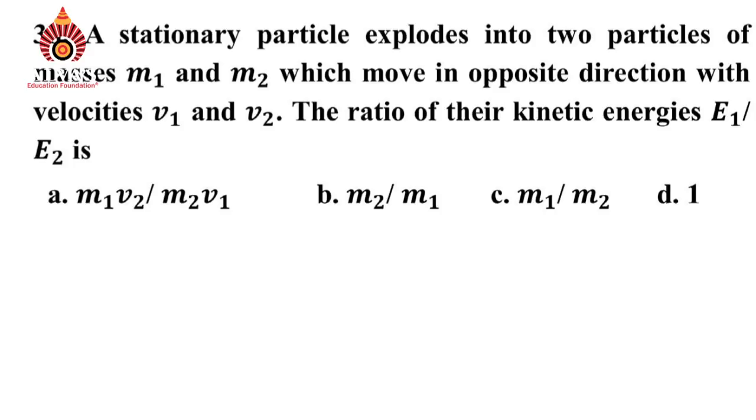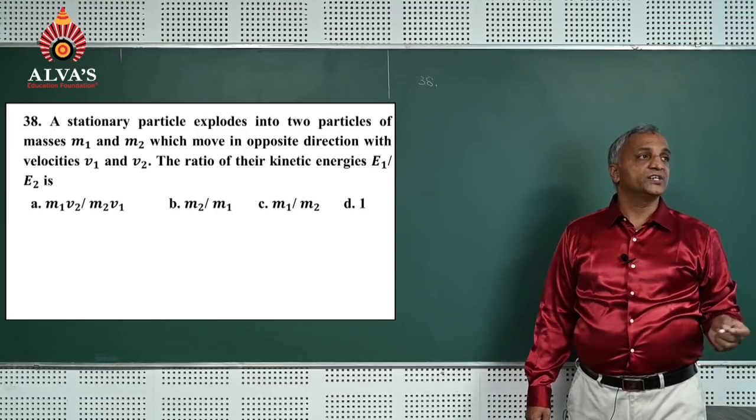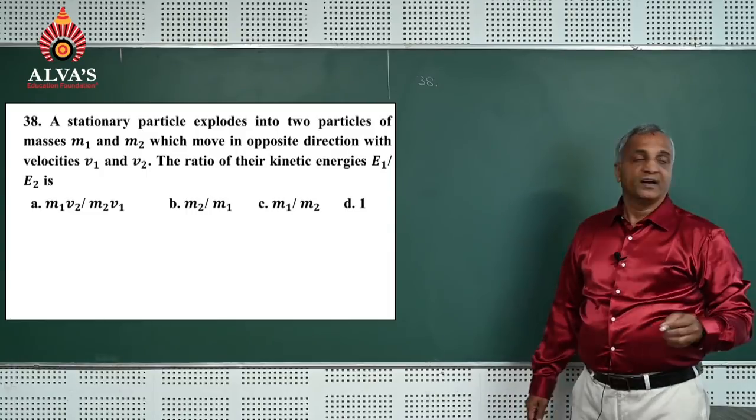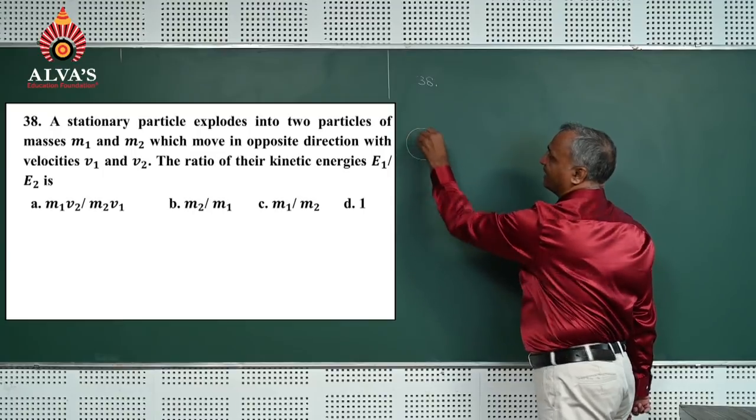Question number 38. A stationary particle explodes into two particles of masses m1 and m2 which move in opposite directions with velocities v1 and v2. The ratio of their kinetic energies E1 by E2 is. Of course, this is a stationary particle.